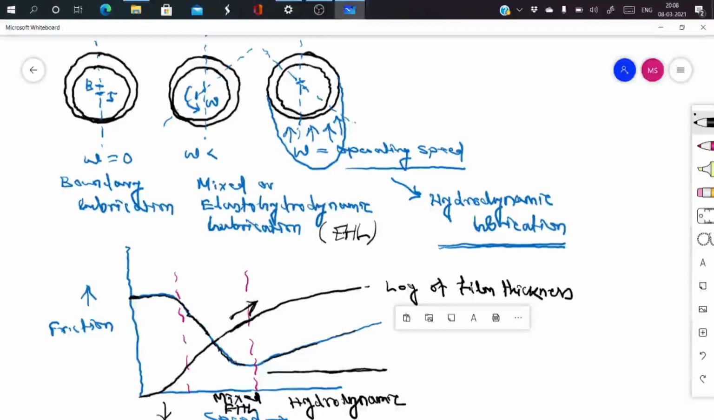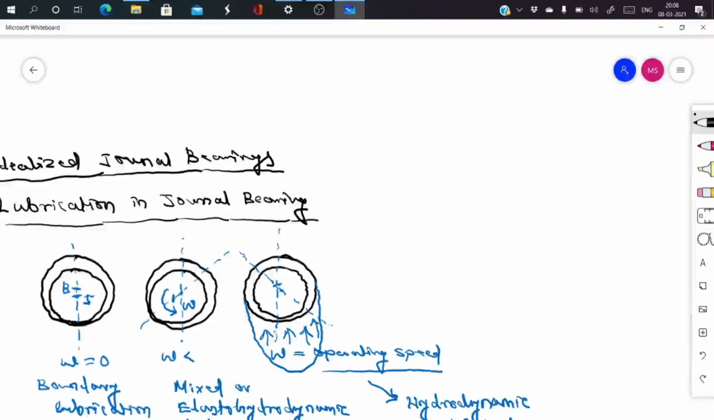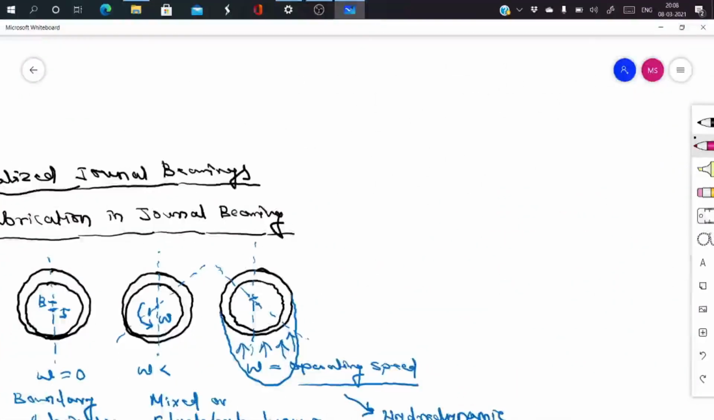In this zone, our bearings are generally operating. That is called a hydrodynamic journal bearing. All around this, when the pressure develops, in the gap there will be fluid flow in this direction.